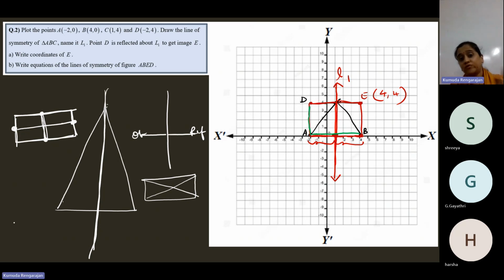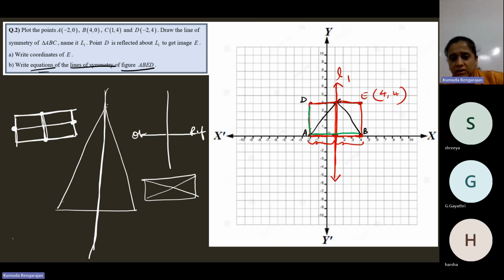Now, see here. Figure ABED is a rectangle. It has two lines of symmetry, which we just identified. Now we'll have to write the equations of these two lines.